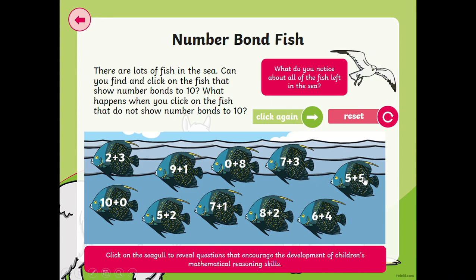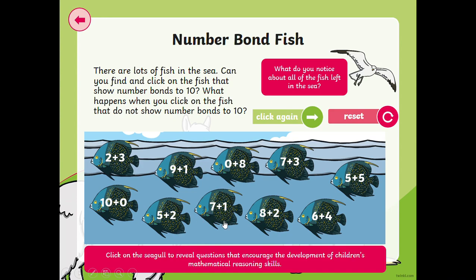5 add 5. Does that make 10? It does, because we know 5 add 5 is the same as double 5, and double 5 is 10. Well, 10 add 0. Does that make 10? It does. Well done. 5 add 2. You're right, that doesn't make 10. It makes 7. 7 add 1.